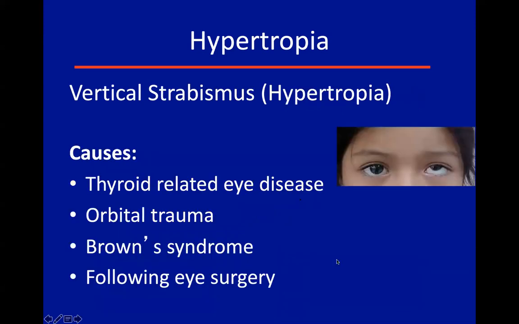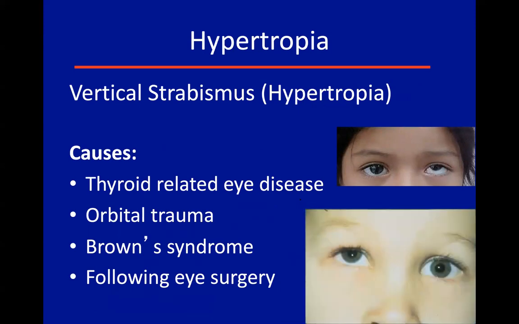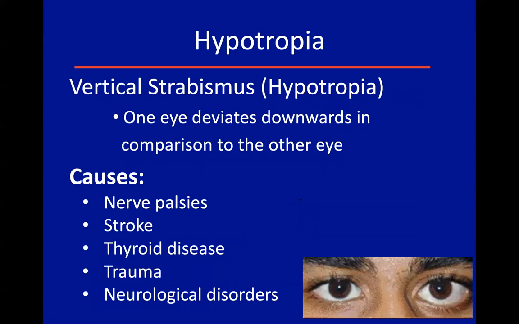Then, when we talk about hypertropia, vertical strabismus, what are the causes? Thyroid-related eye disease, orbital trauma, Brown syndrome, and sometimes following eye surgery, God forbid. It's just simply telling you. And again, here's another patient with a hypertropia. Hypotropia is different. It's also a vertical strabismus, but this is when the eye deviates downwards. So in comparison to the other eye, what are your causes? It could be due to nerve palsies, thyroid disease, stroke, trauma, neurological disorders. Just remember there is a vertical strabismus and we won't be worried much about that.